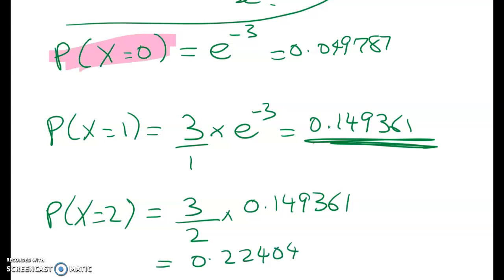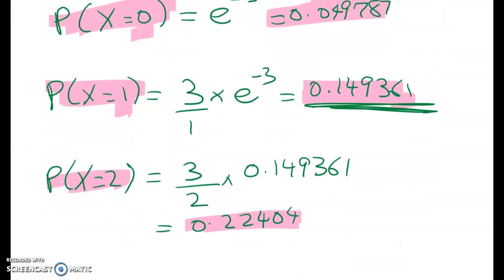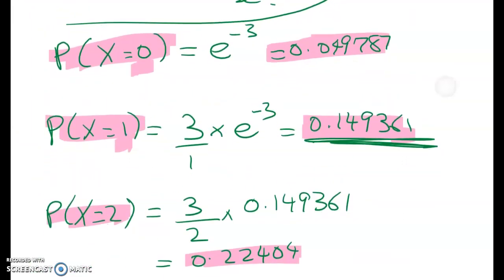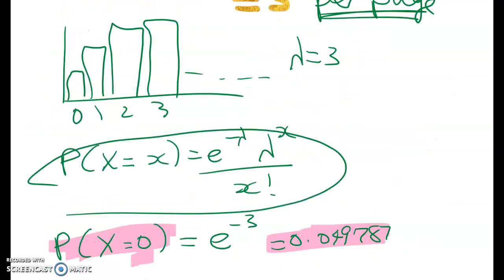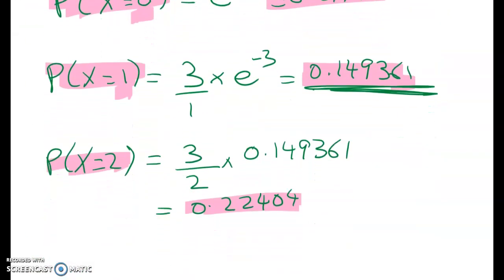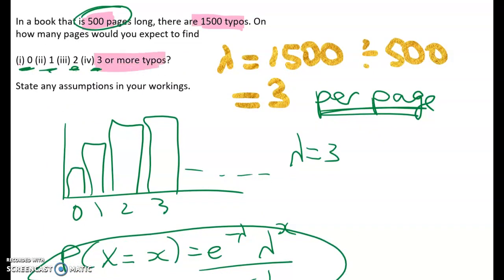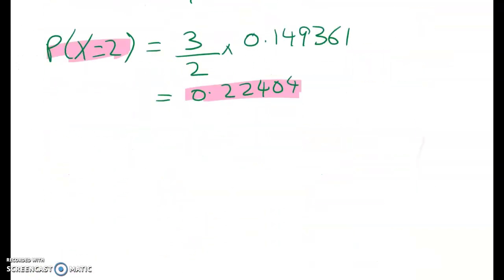Well, I've got the probabilities for having no typos on a page, 1 typo on a page, and 2 typos on a page. But now we know the book is 500 pages long, so we're just going to take each of these numbers and times them by 500, because I was asked on how many pages I'd expect to find those. Oh, and I think I didn't do the last one, which is 3 or more typos, but that's clearly going to be all the rest of the pages.